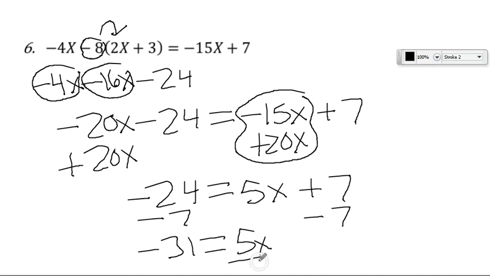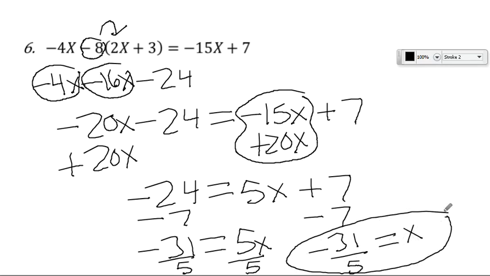And then from there, we would divide by 5 on both sides. So negative 31 divided by 5 equals x. Okay, voila.